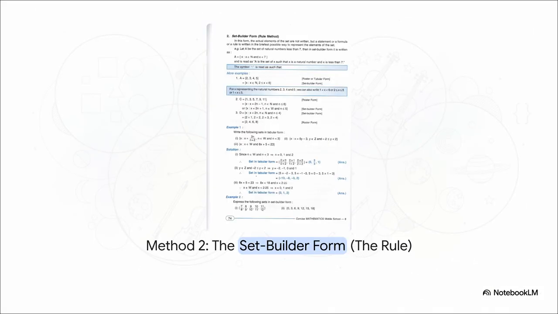Okay, method 2 is the set builder form. This one's a little different. Instead of listing everything out, you just write the rule that everyone in the group has to follow. For our vowel set, it would look a bit like code. The way you read that out loud is, V is the set of all things, let's call them x, such that x is a vowel in the English alphabet. So you see, it's the rule, not the roster.